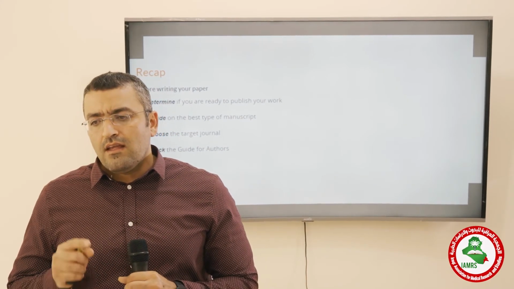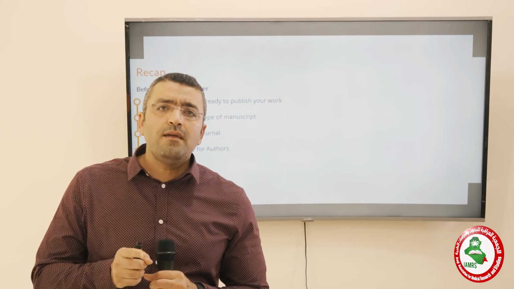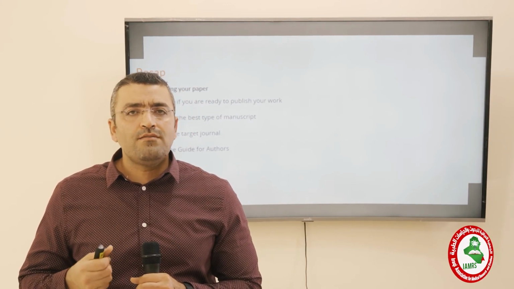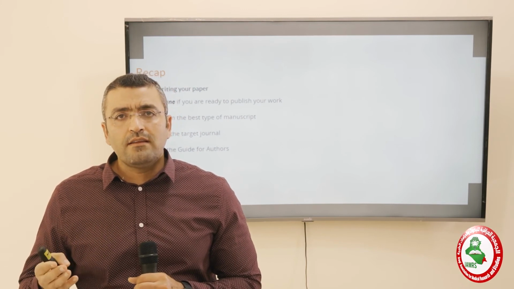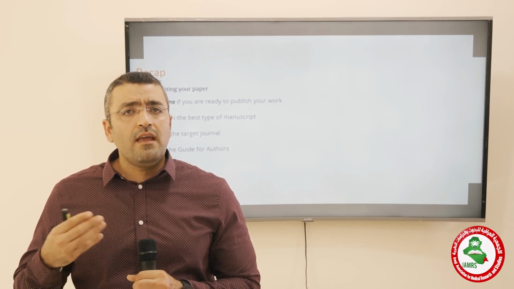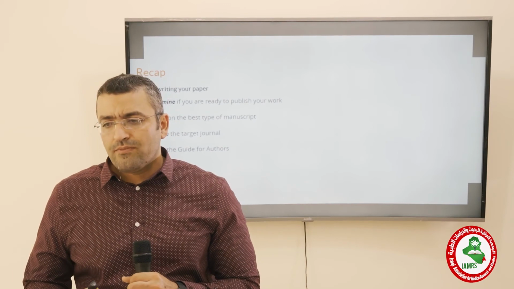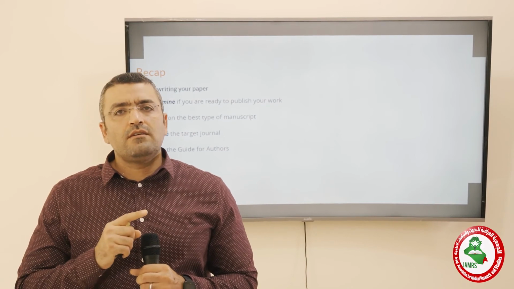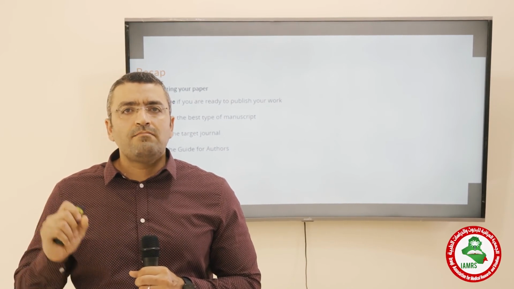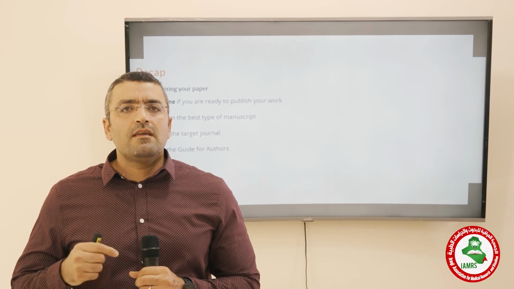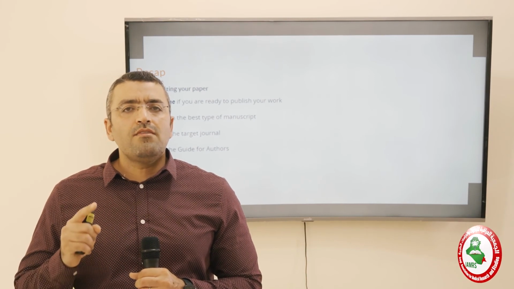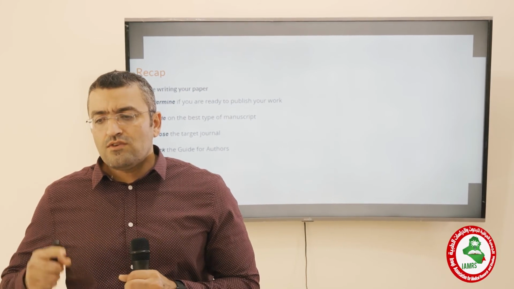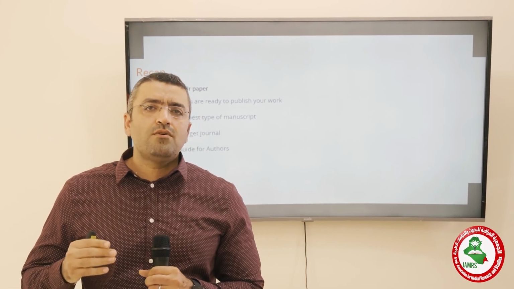The second D is to decide on the best type of manuscript or paper. Are you going to submit your paper in the form of a full research article, or a review article, or a case report, or a short communication? And then we have the C, which is choose the target journal. Always give adequate time for choosing the best journal. Okay, and finally the last C is to check the guide for authors, a very important step.